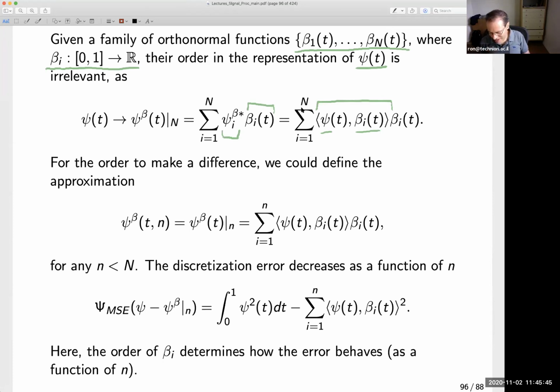So let's now write the approximation as follows. Okay, so I'm writing the approximation by now. Okay, so let me recap. So orthonormal is orthogonal plus normalized.